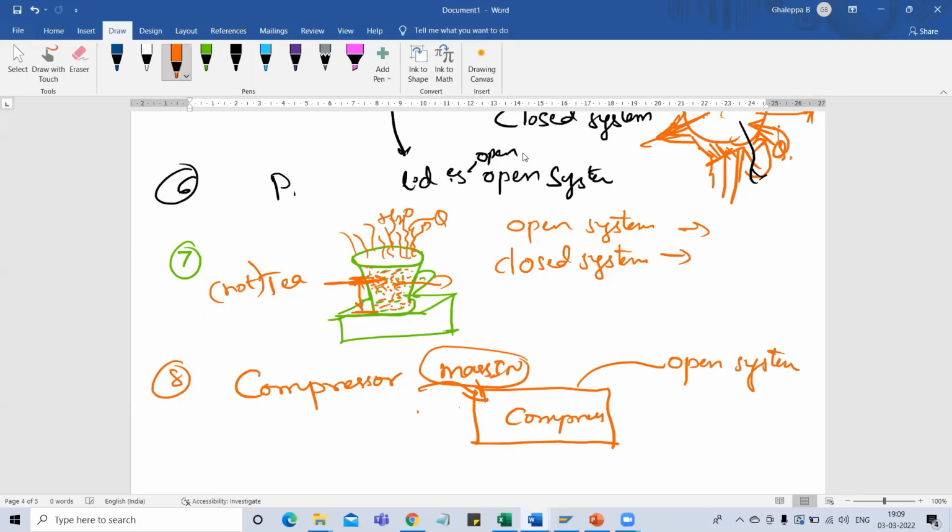My dear students, Xerox machine, printer, is it an open or closed system? Sir, printer, open system, sir. Open system. And dear students, whenever we give any example, you have to first understand what its working is.